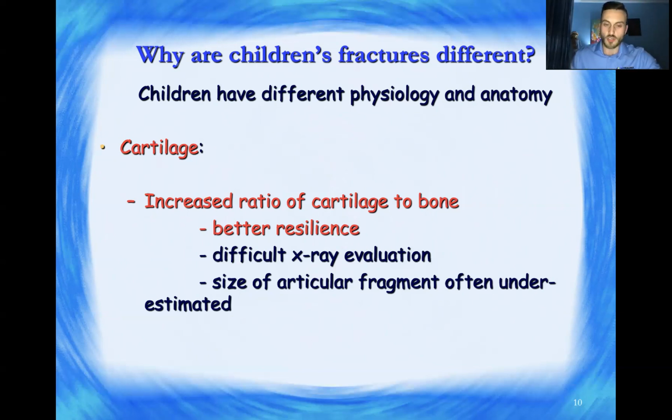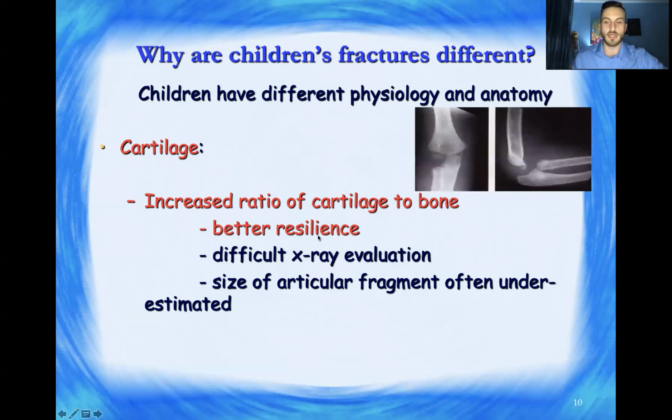So an increased ratio of cartilage to bone gives better resilience, but it's difficult to evaluate by X-ray, as we've seen. If you look at this X-ray of the elbow, this is the humerus, this is the ulna, this is the radius. You can see the capitellum here, but you can't see the radial head. It's empty. This space actually is not empty. There is a radial head here, but you can't see it because it's not ossified yet.